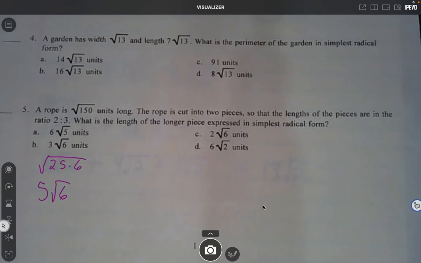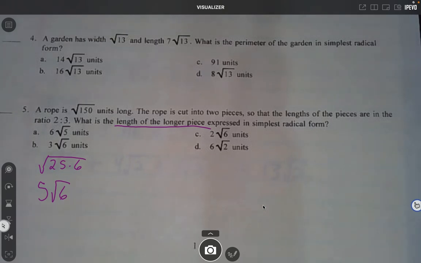Now, I want you to think that I have this row, okay? And they split it into a 2 to 3 ratio. See, this one's a little bit longer. Now, think of that in terms of 5. If I have 2 square roots of 6 over here, how many do I have over there? You would have 3. Because it says, what's the length of the longer piece? 3 square roots of 6.